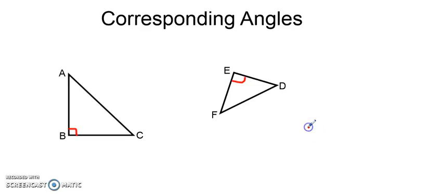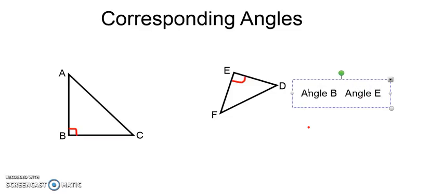So for corresponding angles, we have angle B corresponds to E, but this time we're going to have to put a little bit of congruency. So we're going to put is congruent to angle E. And I'm going to draw it in because I don't have an actual congruent symbol. So equal, and then our similarity sign on top. So angle B is congruent to angle E.